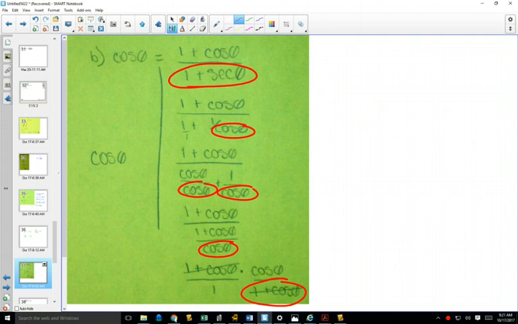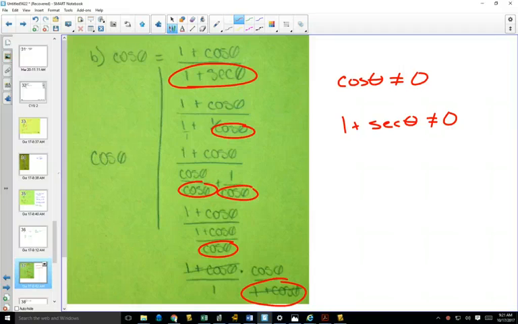We have to say that cos of theta cannot equal 0. 1 plus secant of theta cannot equal 0. And 1 plus cos of theta cannot equal 0. If we solve all of those, then we'll figure out all of the non-permissible values.